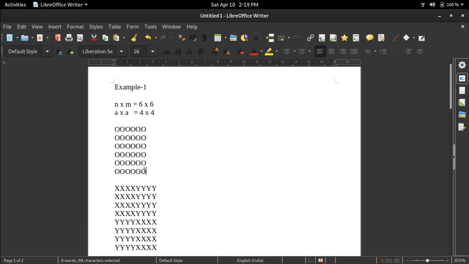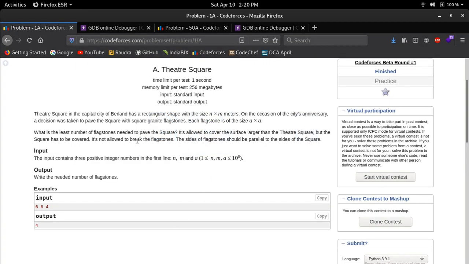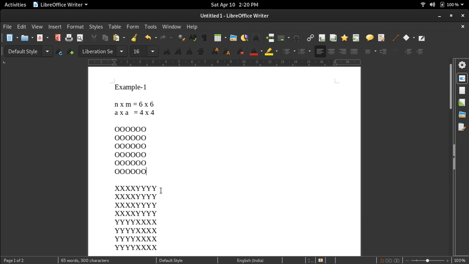Now you might think that this theater has only 6 columns and 6 rows, but the flagstones cover 8 columns and 8 rows. Why is that? Because they have mentioned that it is not allowed to break the flagstone, and they allowed us to cover a surface area larger than the theater square. So here we covered a surface area larger than the theater square to not break the flagstone. That's why we have taken the area larger than the theater square.